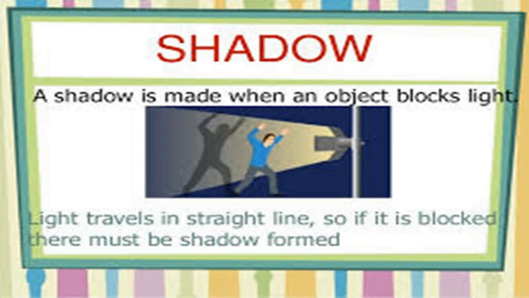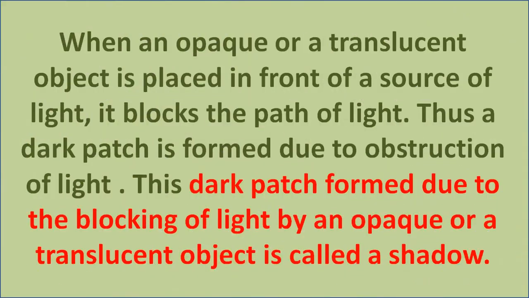In your previous class you have learned that the light travels in a straight line. Okay, and if light is blocked, then only the shadow is formed. So children, when any opaque object like our finger, hands, books is placed in front of a source of light, it blocks the path of light. You all know that opaque objects do not pass light, thus a dark patch is formed due to the blocking of the light. So this dark patch formed due to the blocking of light by an opaque object or even by a translucent object is called a shadow.